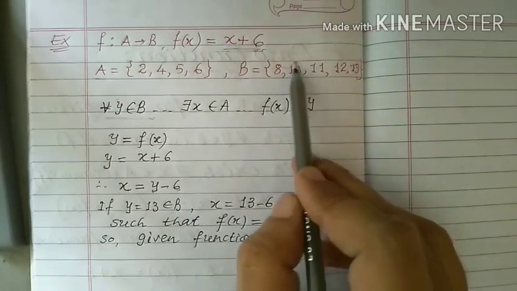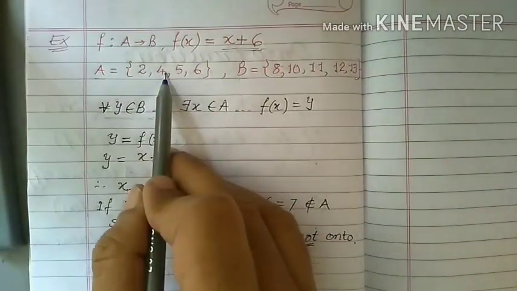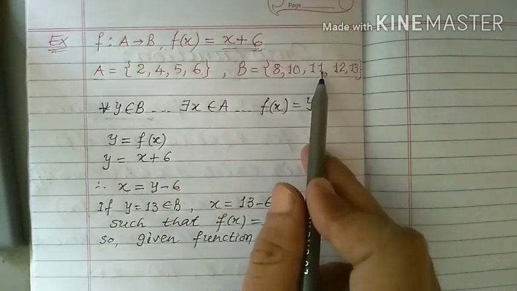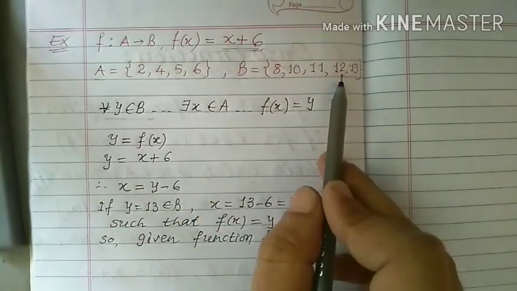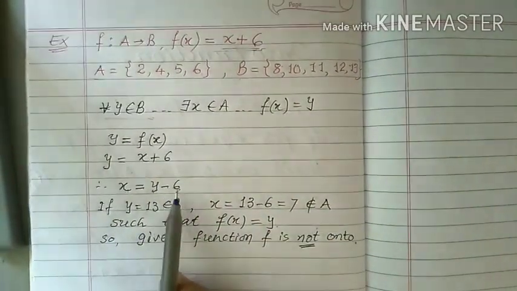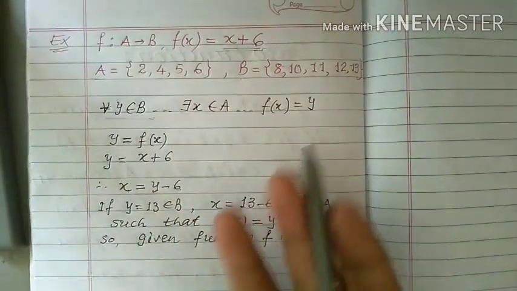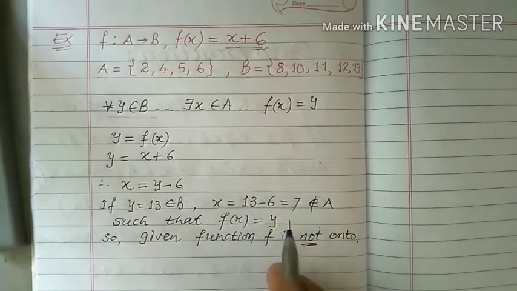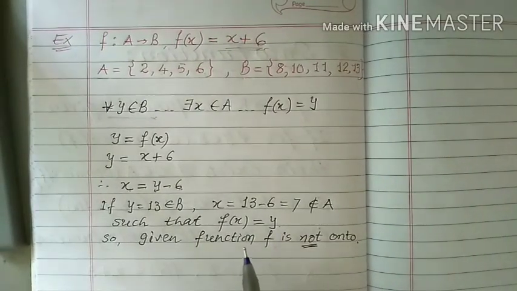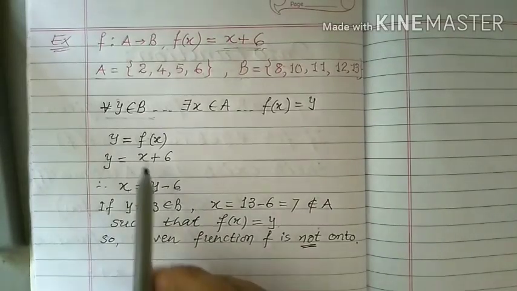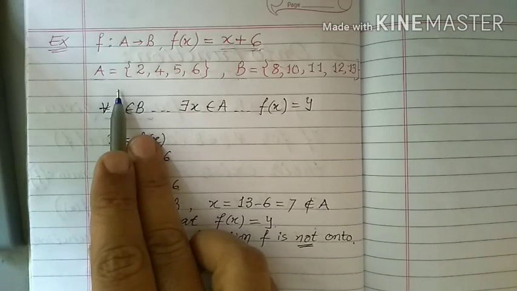If we take y equal to 10, 10 minus 6 equal to 4. 4 is there in the domain. So next 11, 11 minus 6, 5. 5 is there in the domain. Next 12, 12 minus 6 is equal to 6, which is there in the domain. So all the elements from codomain B, if we take them as values of y, then we find the values of x in domain A, right?